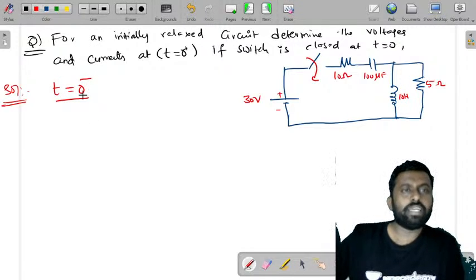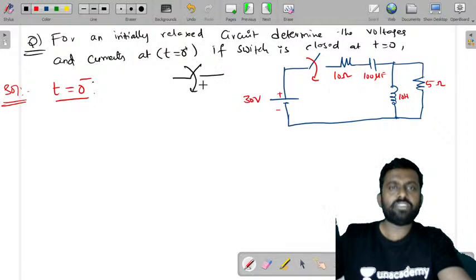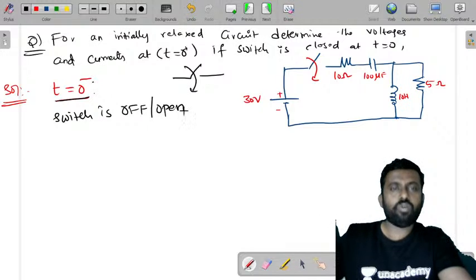What is t0 minus? See, if you look at the operation of this switch, it is from off to on. So at t0 minus is just before switching, t0 plus is just after switching. So at t0 minus, just before switching, the switch is off or open.